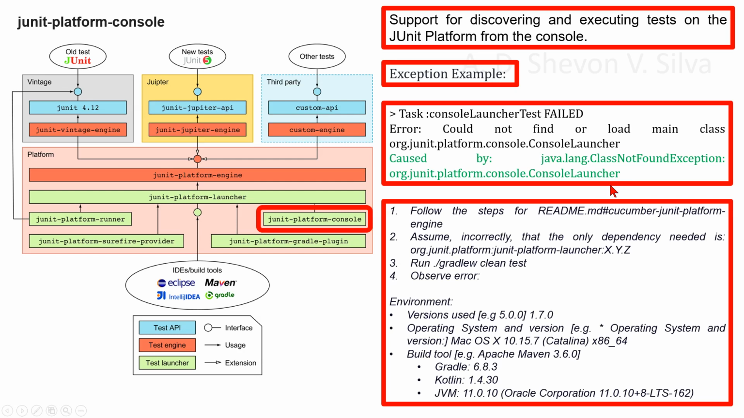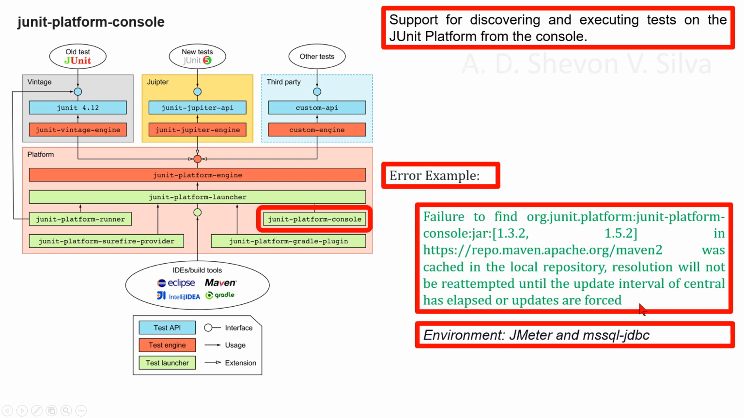As an error example, we can consider this occurred in the environment with JMeter and MSSQL-JDBC. Failure to find org.junit.platform:junit-platform-console jar in https://repo.maven.apache.org/maven2 was cached in the local repository. Resolution will not be reattempted until the update interval of central has elapsed or updates are forced.